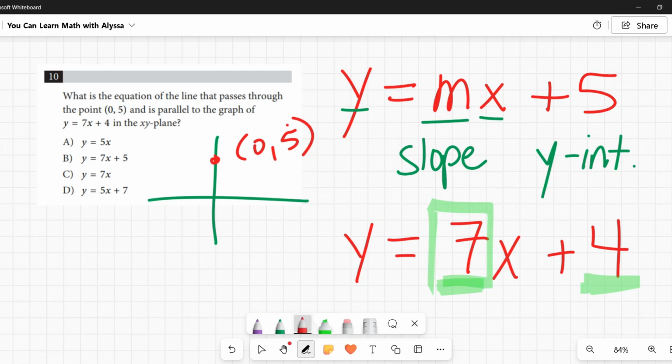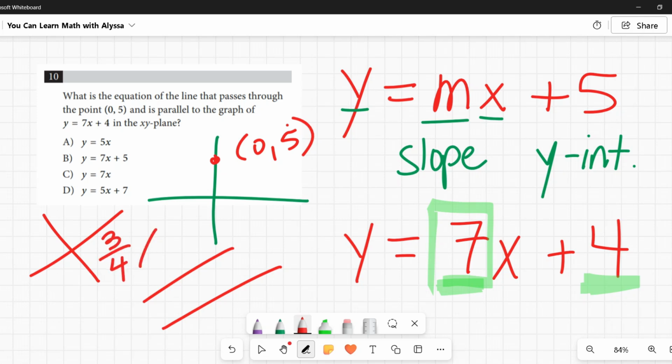So we want it to be parallel. Parallel lines have the same slope. Perpendicular lines, the other one you may see, have reverse reciprocals or opposite reciprocals. I've heard it called a couple different things. So it means, like say, if one had a slope of 3/4, you flip that to make it 4/3, and you make it the opposite.